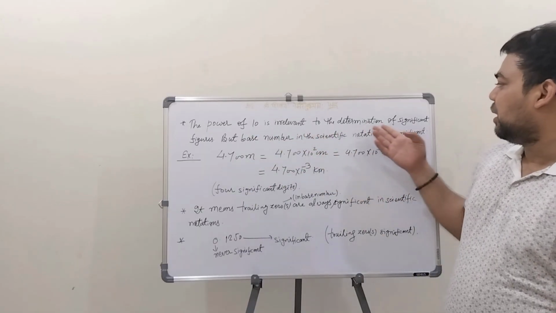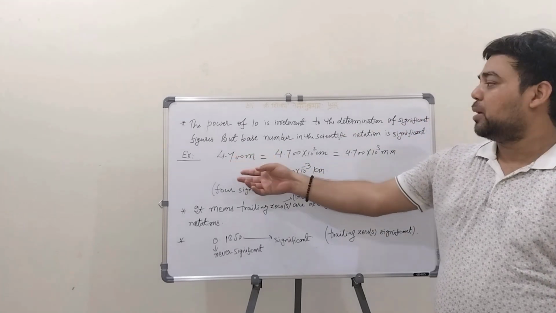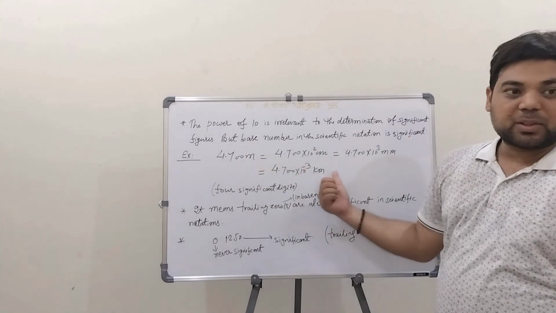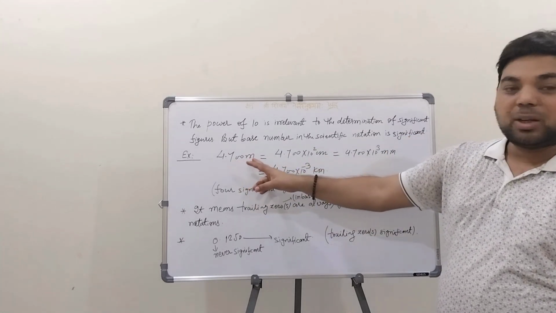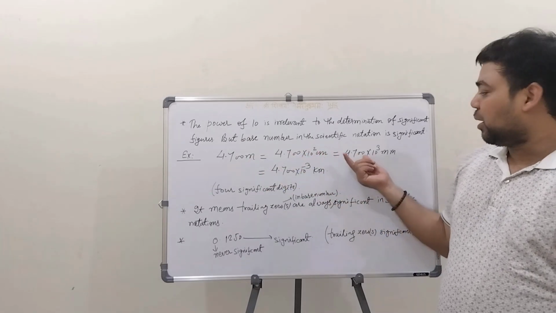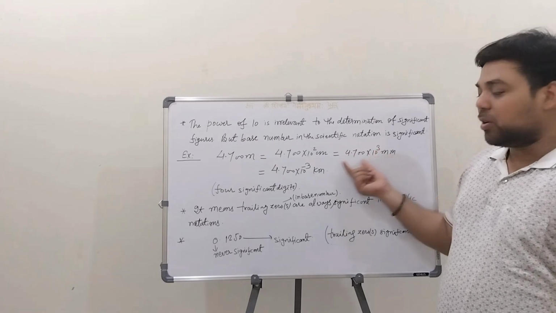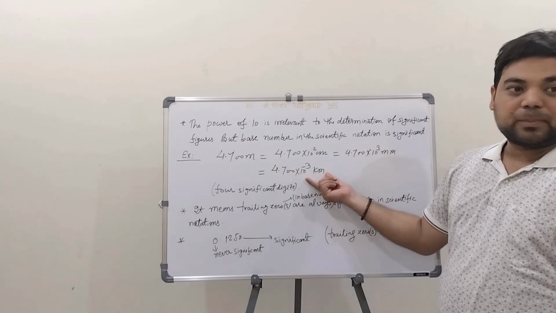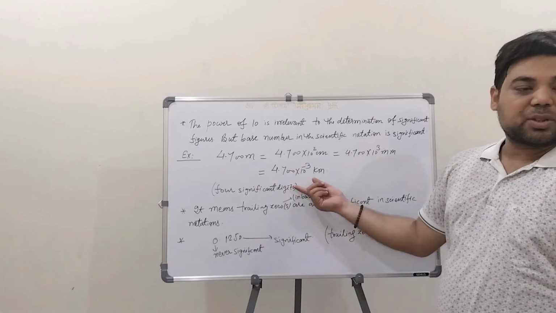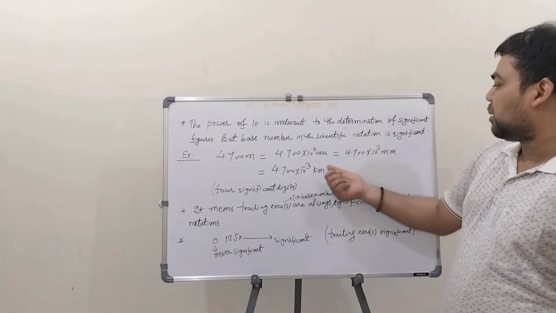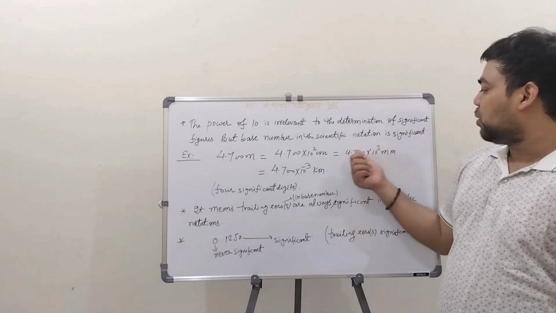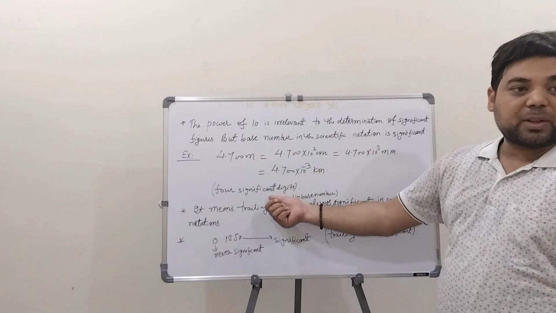The power of 10 is irrelevant in the determination of significant figures, but the base number in scientific notation is significant. Let us take an example to understand this fact. 4.700 meter can be equivalently written as 4.700 × 10 to the power 2 centimeter, or 4.700 × 10 to the power 3 millimeter, or 4.700 × 10 to the power minus 3 kilometer. In all four representations, the number of significant digits remains constant, which is 4. So the power of 10, which is different in different representations, has no relevance in the determination of significant digits.